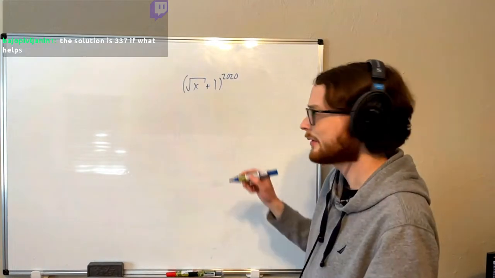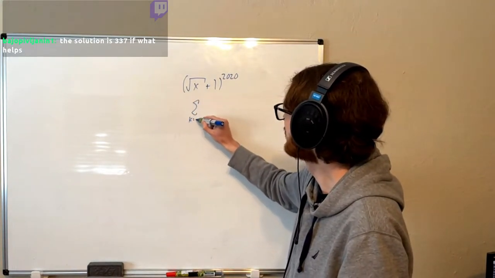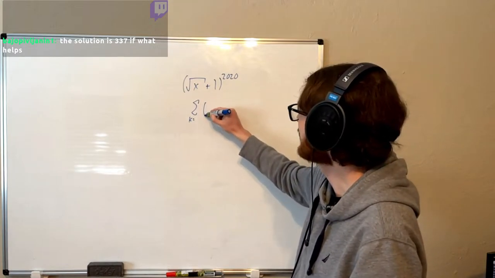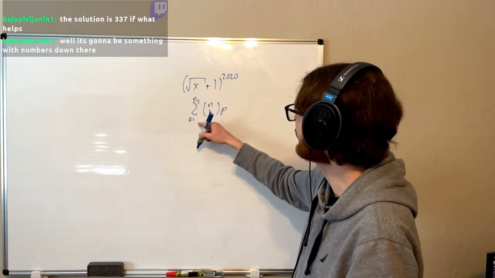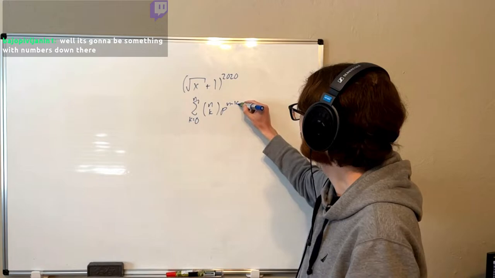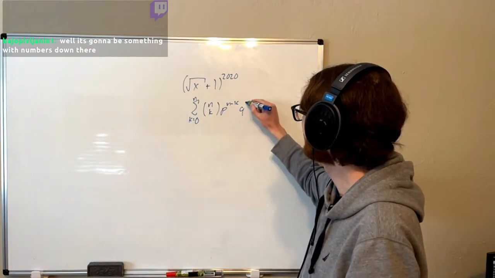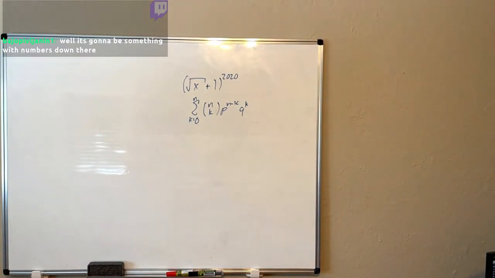So if we apply the binomial expansion formula, oh gosh, is it k equals 0 or k equals 1? I think k equals 0. We said it was like this, right? It's 337. It does help. It's going to be something with numbers down there. Yeah, okay. Fair enough.